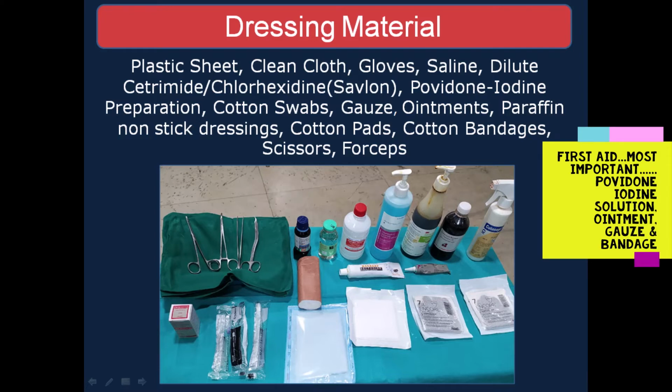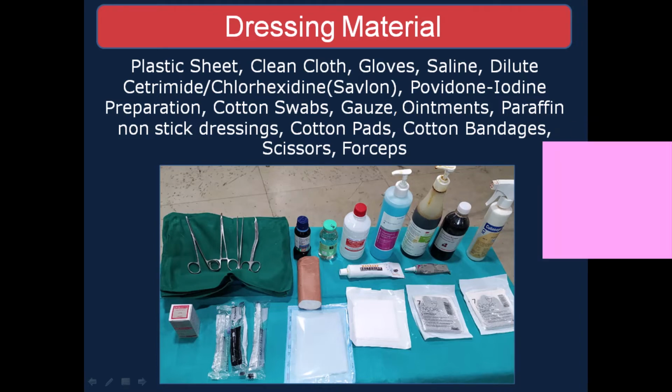center. Now these are the contents of a first aid box, and it's important to have it handy. It contains these things, but the most important are povidone iodine solution, an ointment, gauze, and bandages. With these basic things, any dressing can be done, as we explained at the beginning of how dressing can be done.